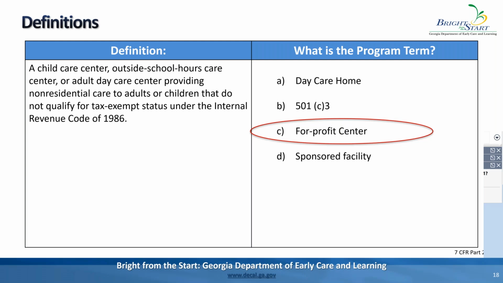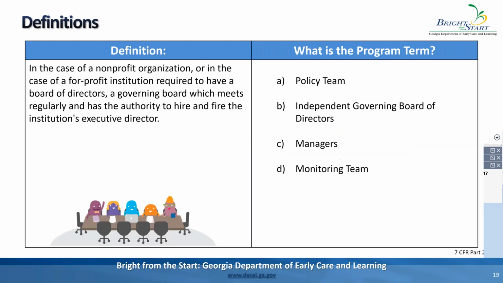In the case of a nonprofit organization, or in the case of a for-profit institution required to have a board of directors, a governing body with the ability to hire the institution's executive director. Is it A, policy team, B, independent governing board of directors, C, managers, or D, monitoring team? The correct answer is independent governing board of directors.